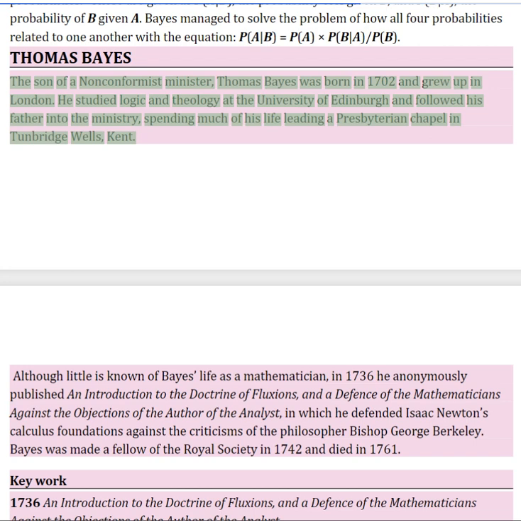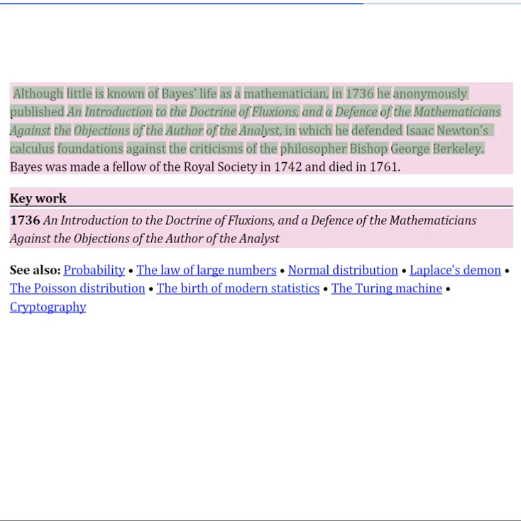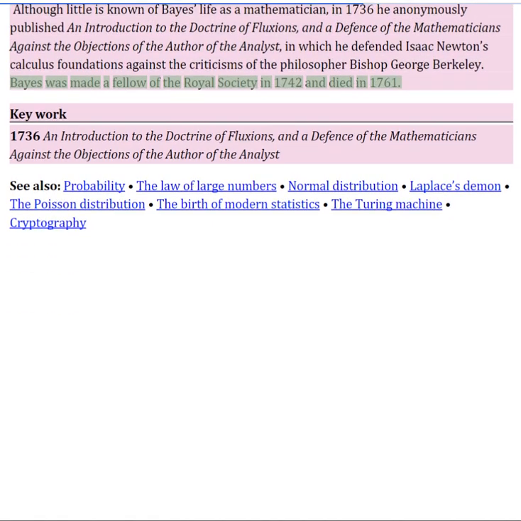Thomas Bayes. The son of a nonconformist minister, Thomas Bayes was born in 1702 and grew up in London. He studied logic and theology at the University of Edinburgh and followed his father into the ministry, spending much of his life leading a Presbyterian chapel in Tunbridge Wells, Kent. Although little is known of Bayes' life as a mathematician, in 1736 he anonymously published An Introduction to the Doctrine of Fluxions, and a Defence of the Mathematicians against the Objections of the Author of The Analyst, in which he defended Isaac Newton's calculus foundations against the criticisms of the philosopher Bishop George Berkeley. Bayes was made a Fellow of the Royal Society in 1742 and died in 1761.